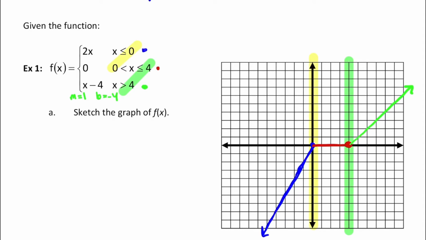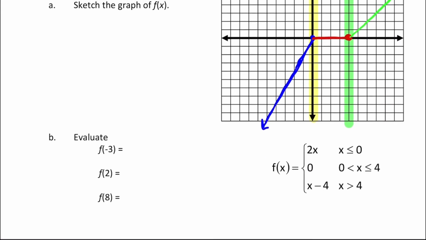So what we've just done is we've just sketched all 3 of these pieces, and we can see how they change at 0 and at 4. And this here is my piecewise function. Okay, well, now let's see how we would evaluate it.